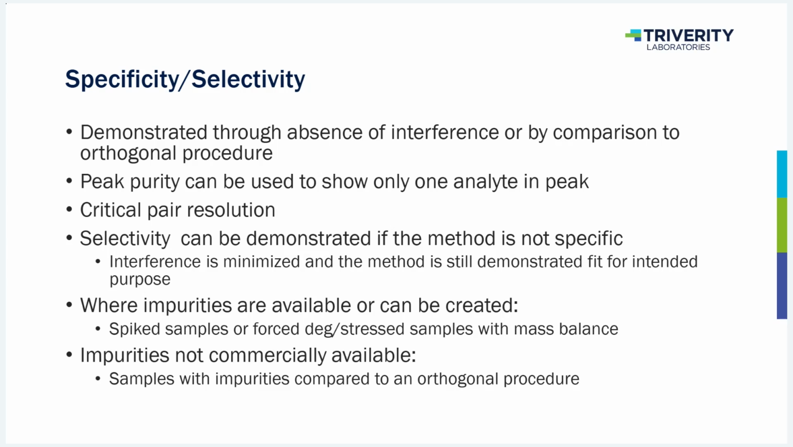You also want to look at critical pair resolution. The critical pair would be the two peaks in your method that elute closest to each other, and what that resolution is.